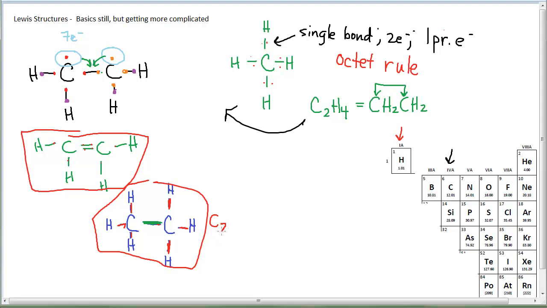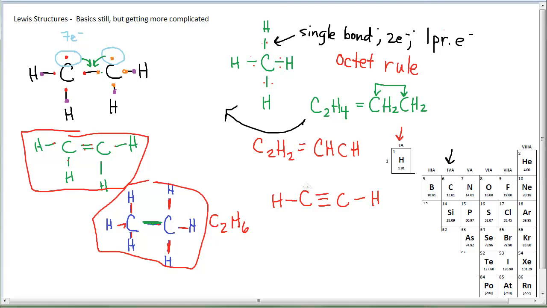C2H6, that was this guy, only has a single bond between the carbons because there are other hydrogens to join in. I could take this one step further. Let me do it kind of quickly. Let's look at C2H2. We can also write C2H2 as CHCH. We often see it written that way. And what's happening there is this.